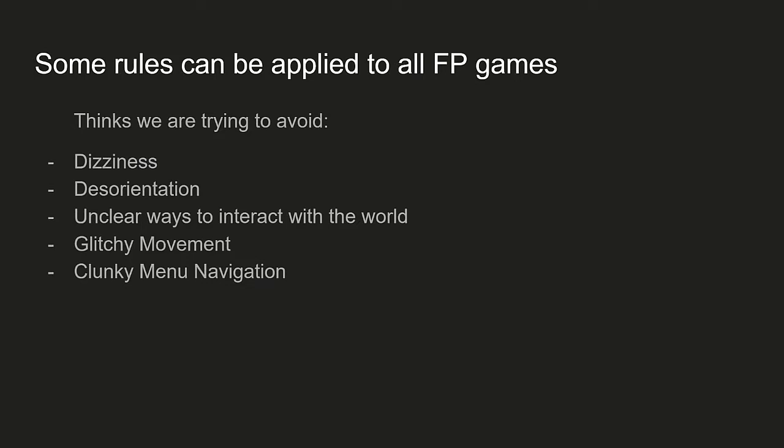And we've talked already about unclear ways to interact with the world. The glitchy movement is something that I find my students most of the time don't take into consideration. All first-person games have more or less glitchy movement in some way, but the key rule here is that this is something we are trying to avoid as much as possible. For the glitchy movement, I'm talking, for example, about the player stepping on something that is 20 or 10 centimeters tall, and then the camera goes like, pum, does a quick jump 10 centimeters up in the air. That little jump is, oh, it's the worst.